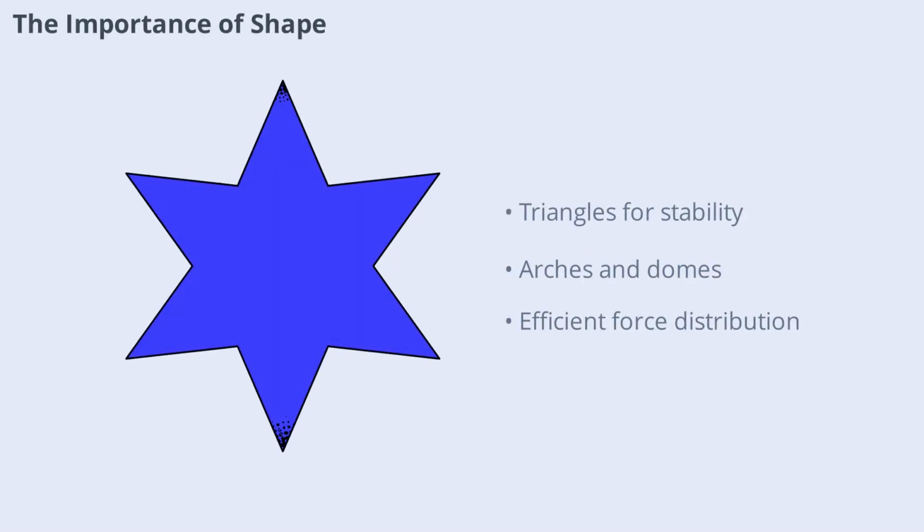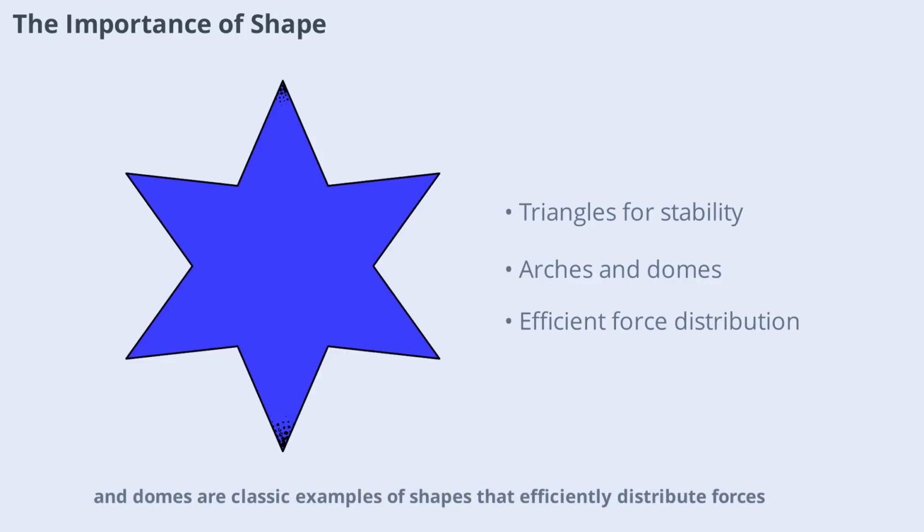Shape of a structure greatly influences its stability. Arches, triangles, and domes are classic examples of shapes that efficiently distribute forces. For instance, triangles are inherently stable and often used in trusses and bridges. Curved shapes like arches and domes can carry heavy loads without collapsing. By understanding geometry, engineers create designs that are both beautiful and strong.